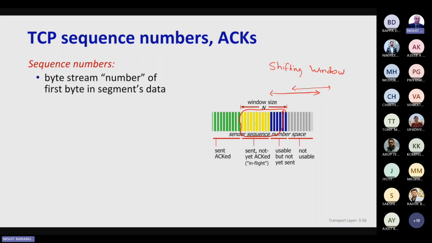Okay, the yellow segment has already gone over the network. The blue one can be sent in another segment. The gray one cannot be sent until some of the yellow ones are acknowledged. So this mechanism, sorry, not shifting, sliding window. This is called the TCP sliding window mechanism. Okay, it limits the number of bytes that a sender can send to the receiver.